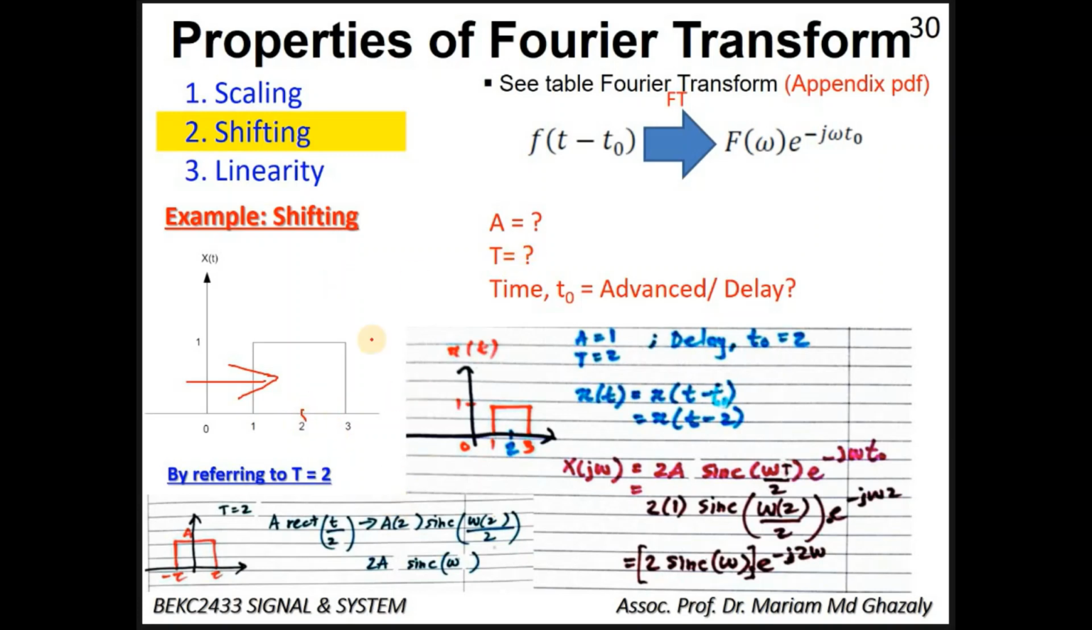So similar to what you did for the scaling property, first you need to find what is the a value. So a is amplitude, a is equal to 1. What is the T value? So T is 2. And what is t naught, which is the advance or delay? So you have the delay, t naught equal to 2, delayed.